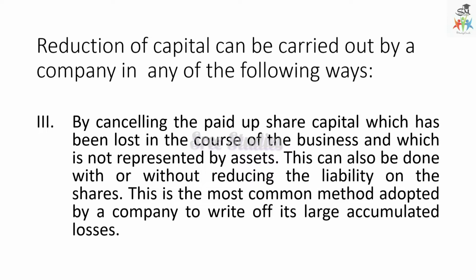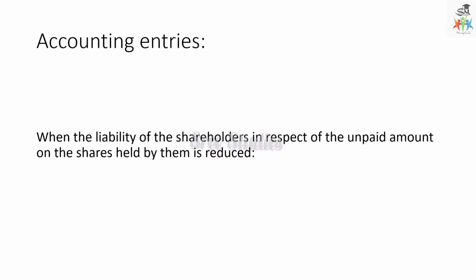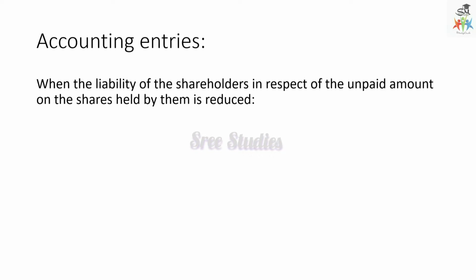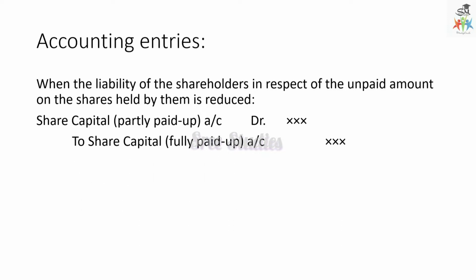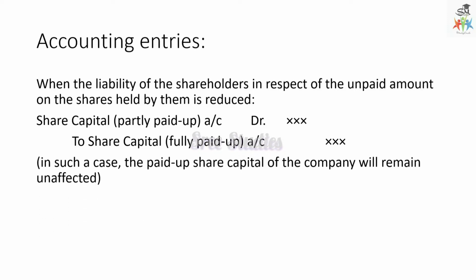So this is the most common method which has been adopted by a company to write off the large accumulated losses. So what are the accounting entries? When the liability of a shareholder in respect of the unpaid amount on shares which has been held by them is reduced, then share capital, that is partly paid up capital account, debit, this is for a dummy amount, and then to share capital, this is fully paid up account.